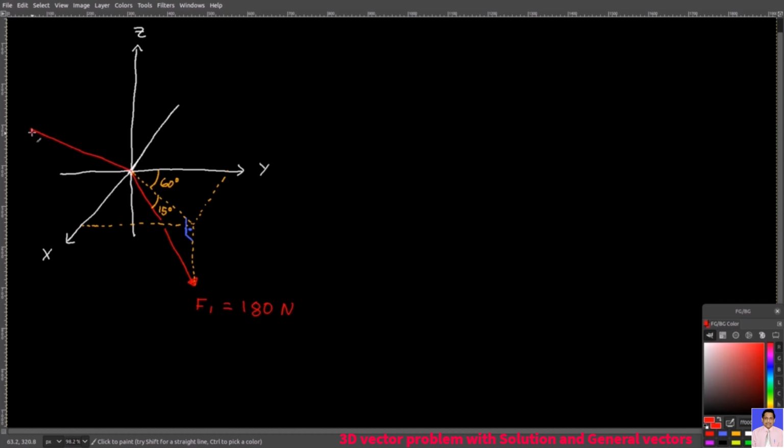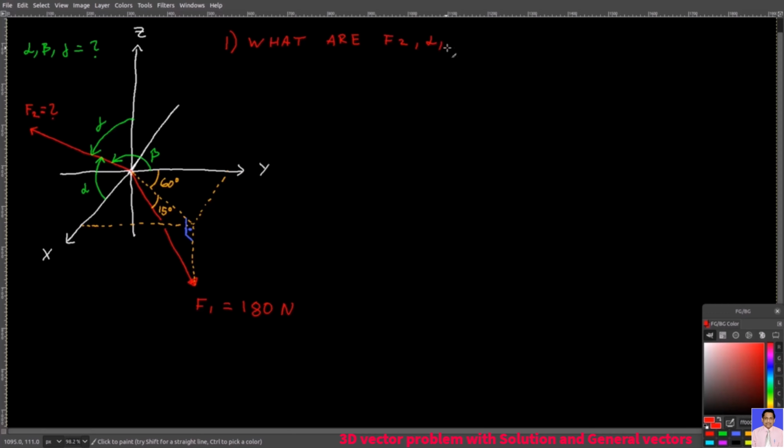And then here I'm going to draw another vector, F2, but its magnitude is unknown. And so from the positive x-axis, I'm going to define alpha, from the positive y-axis, beta, and from the positive z-axis, gamma, and they're also unknown. And so you have to calculate F2 and then these 3 angles, but 2 times.